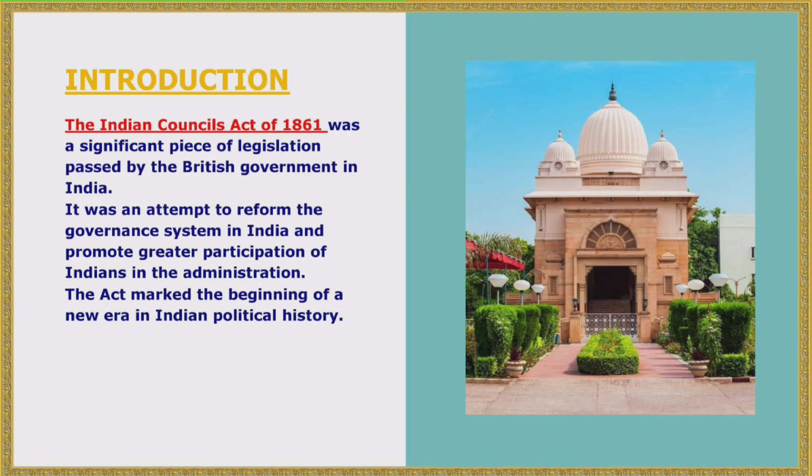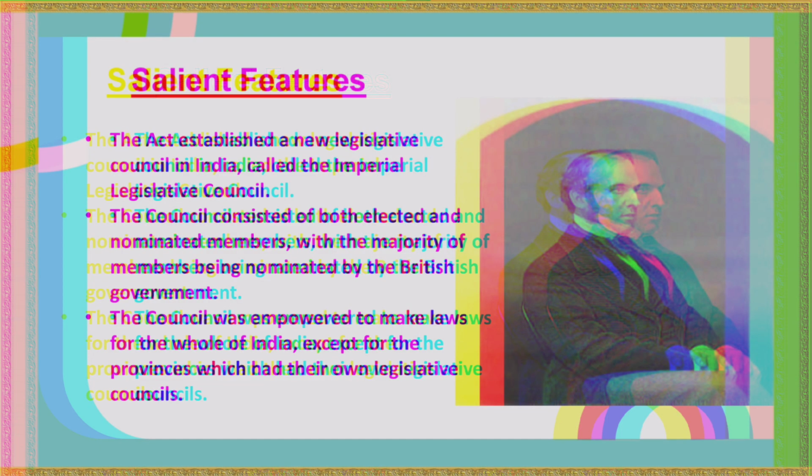Introduction. The Indian Councils Act of 1861 was a significant piece of legislation passed by the British government in India. It was an attempt to reform the governance system in India and promote greater participation of Indians in the administration. The Act marked the beginning of a new era in Indian political history.